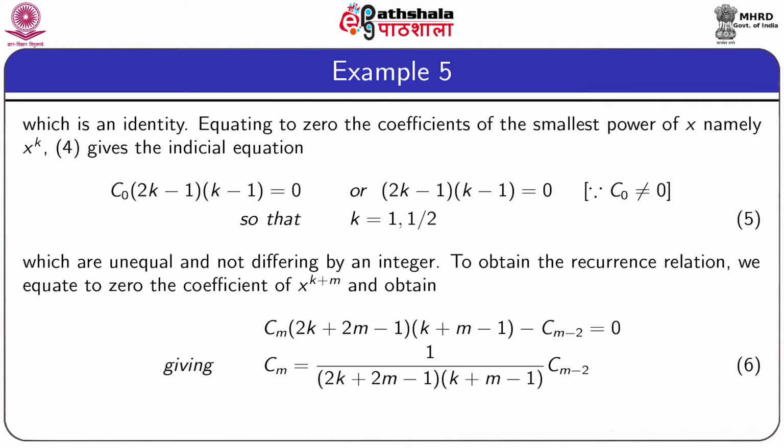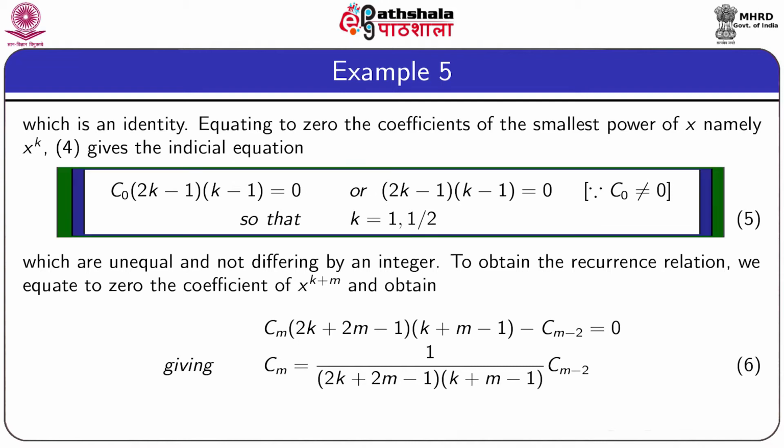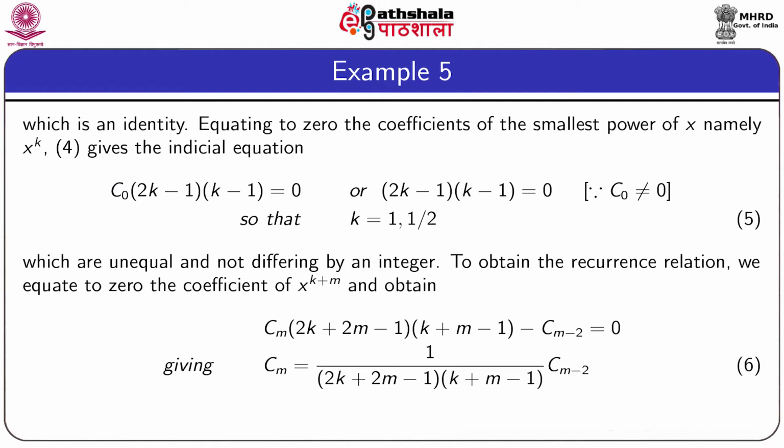We equate to 0 the coefficient of the smallest power of x, in this case x^k, and our initial equation is given by c₀ (2k−1)(k−1) = 0, which implies k = 1, 1/2 because c₀ is not equal to 0. And the roots are unequal and do not differ by an integer.